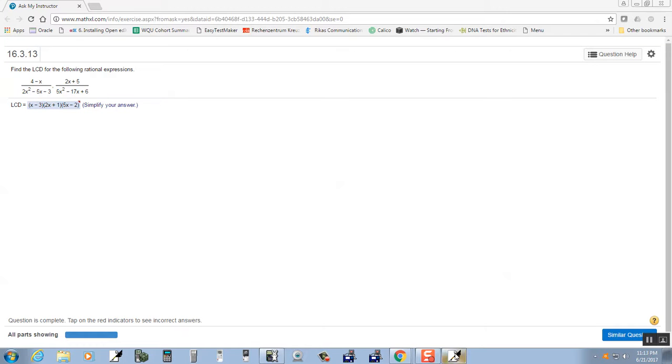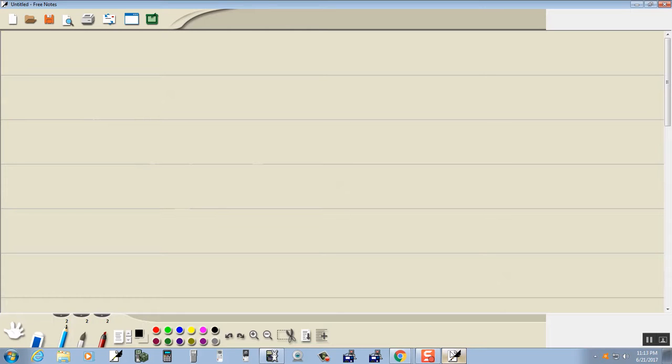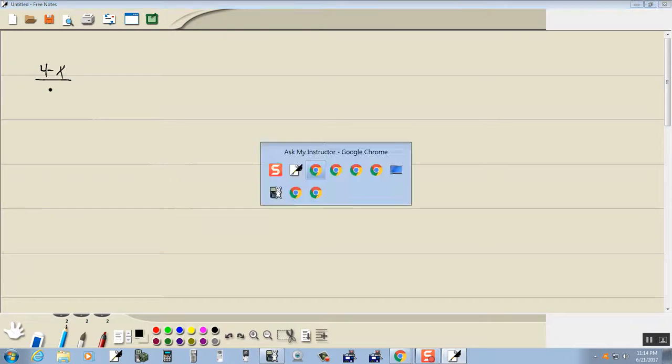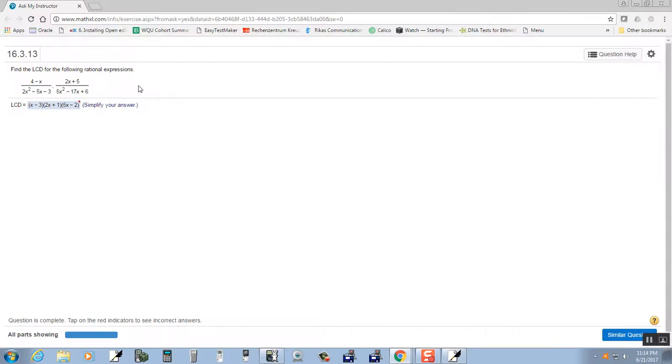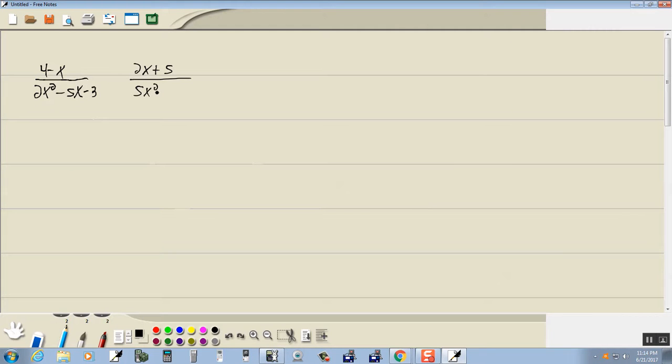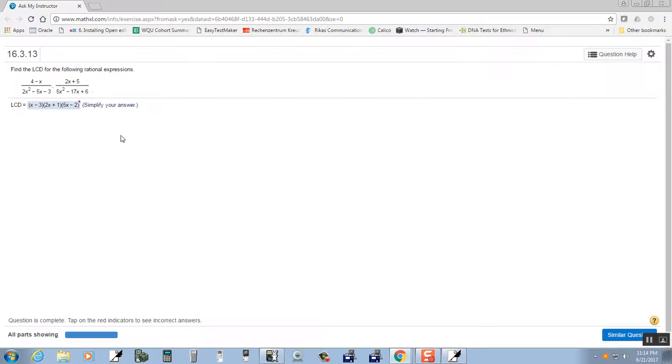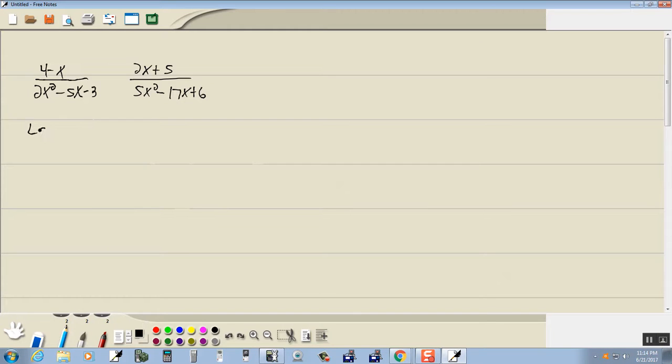Okay, let's take a look at this problem. We've got (4 minus x) over (2x squared minus 5x minus 3), and we've got (2x plus 5) over (5x squared minus 17x plus 6). The instructions are to find the LCD for the following rational expressions. So we want to find the LCD of these two.